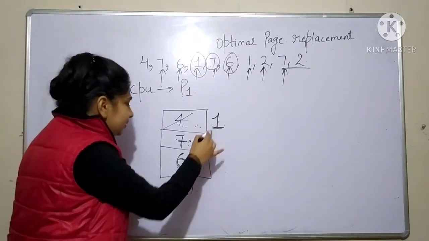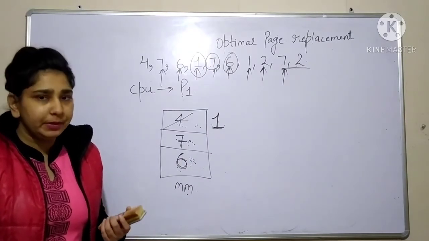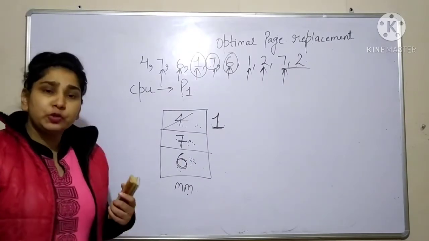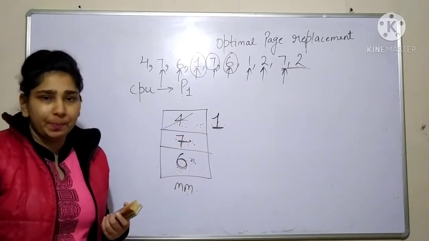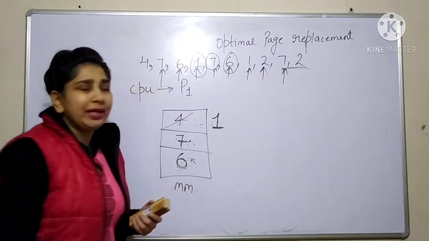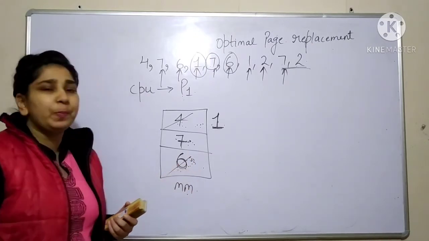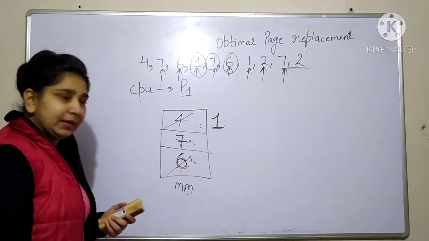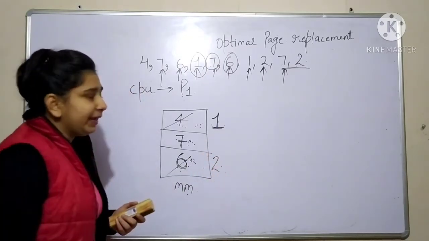This first and 6th page is not required anymore by the CPU. Okay. So you can swap out any page out of these 2 pages, so that we can load page 2 in the main memory. So let's suppose I am swapping out page 6 from main memory. And I am loading second page in the main memory.